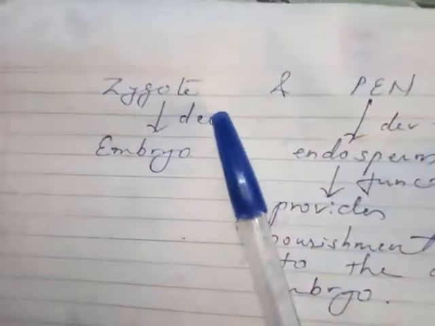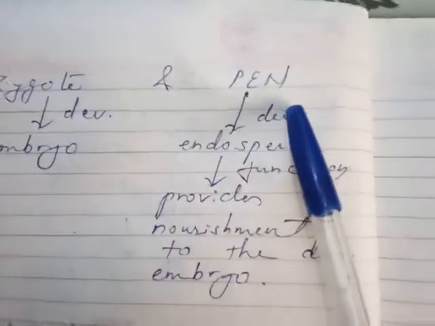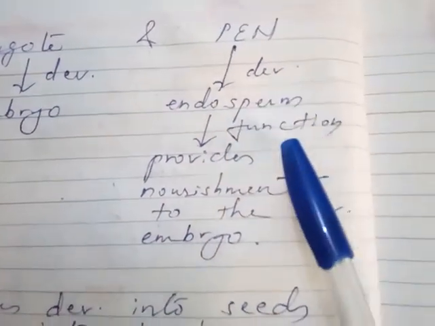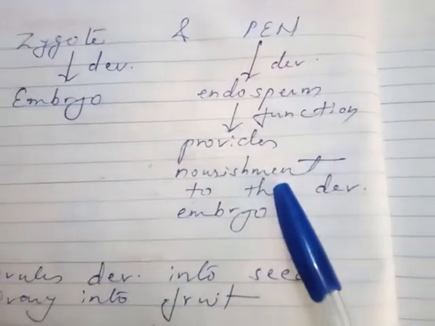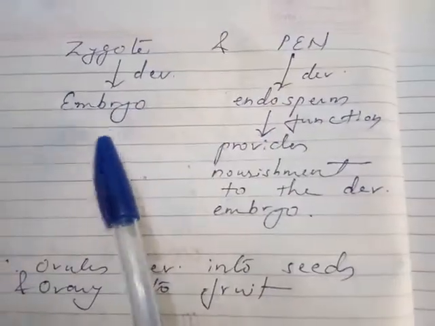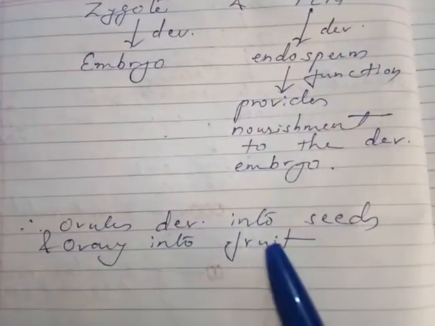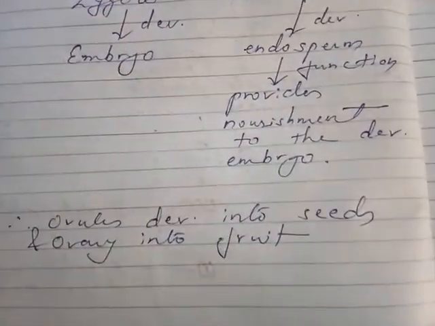Now this zygote will develop into the embryo and the primary endosperm nucleus will develop into the endosperm. The function of the endosperm is to provide nourishment to the developing embryo. So ovules develop into seeds and the ovary into fruit in the case of angiosperms.